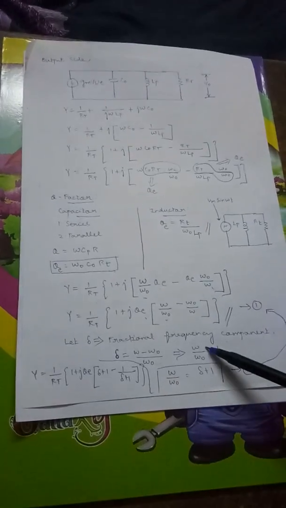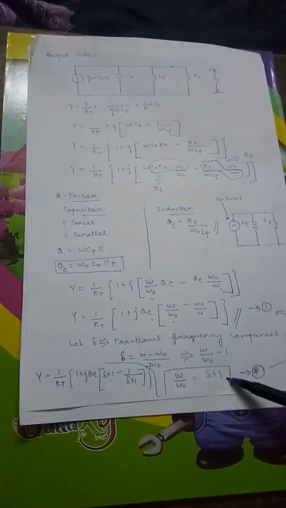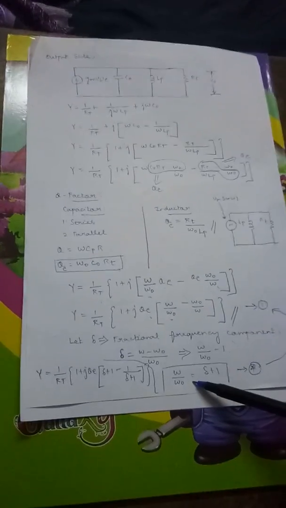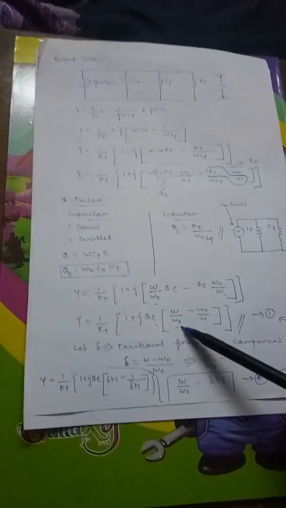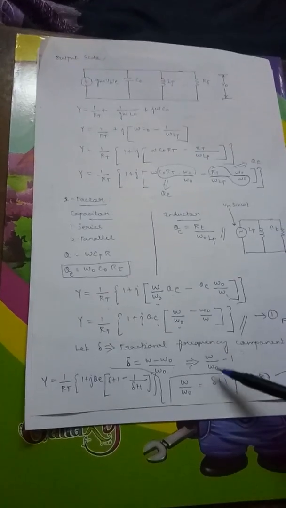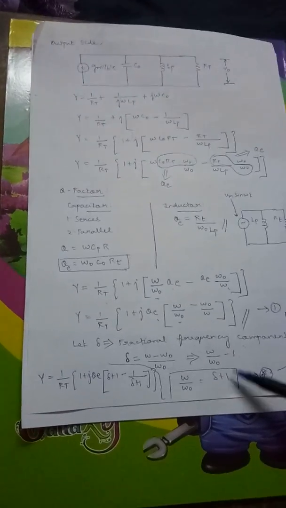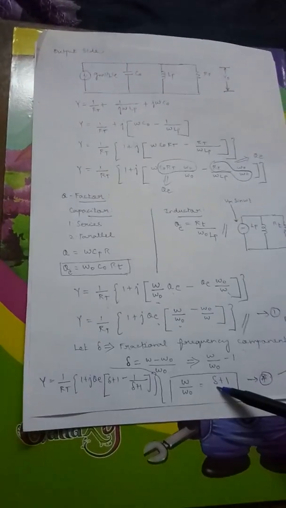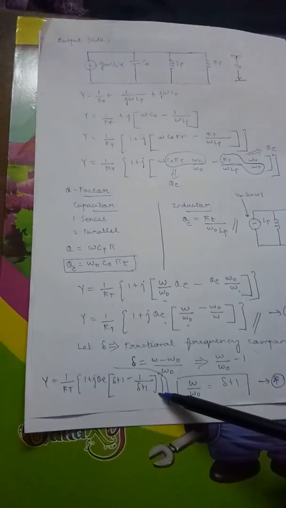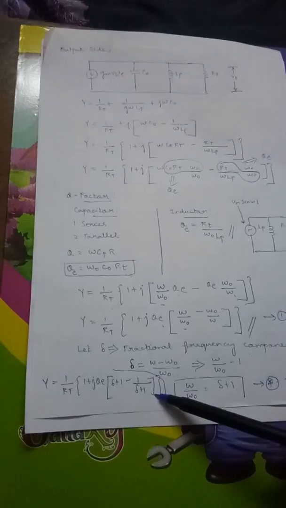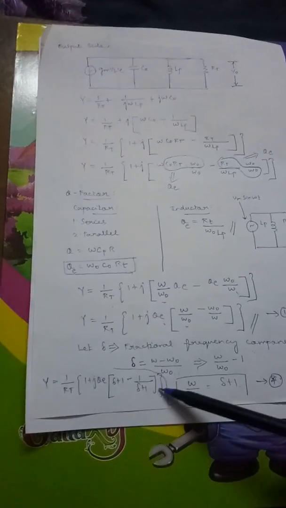If del is equal to omega by omega naught minus 1, then del plus 1 will be equal to omega by omega naught. So in place of omega by omega naught, I am going to substitute the term del plus 1. And the second term is the reciprocal of this term, so it can be written as 1 by del plus 1. So the resultant value of admittance obtained is Y equal to 1 by RT into 1 plus j into QE into del plus 1 minus 1 by del plus 1. So I have written this term.